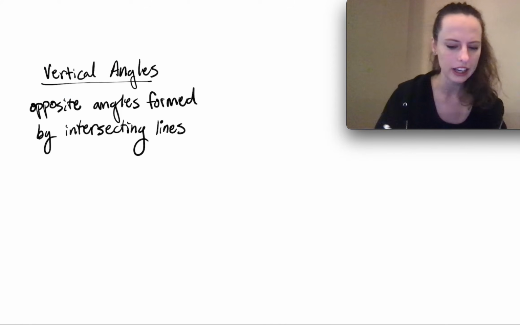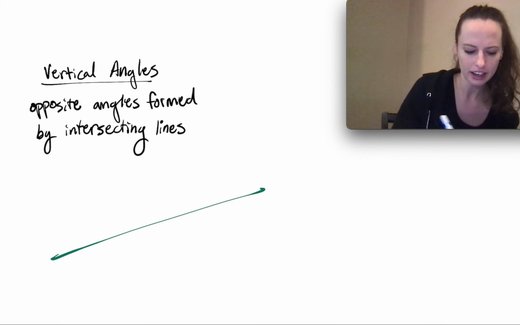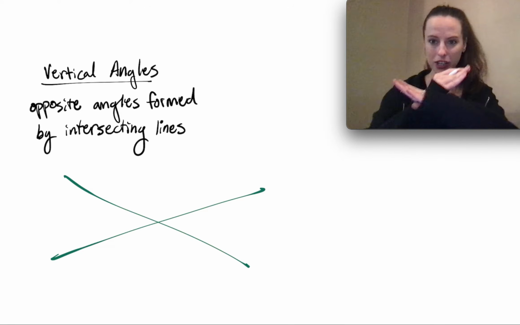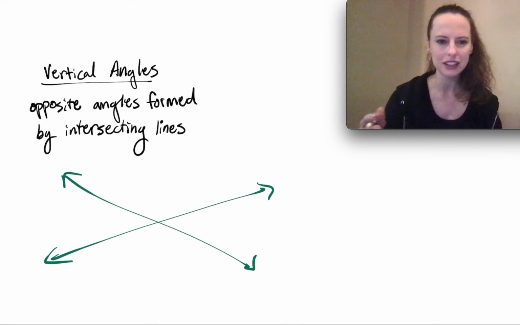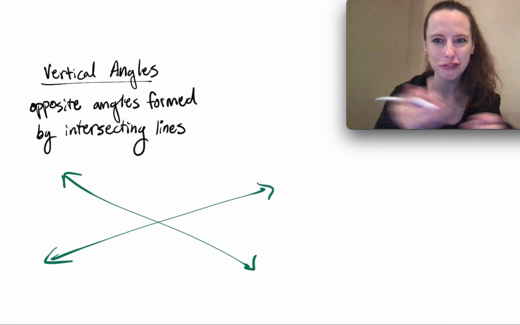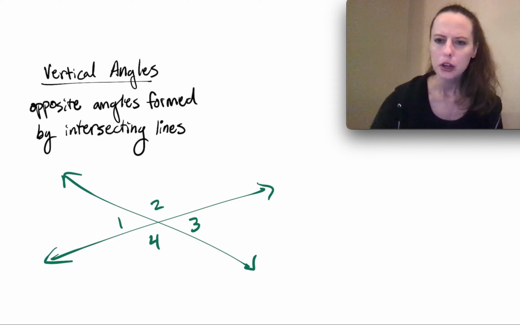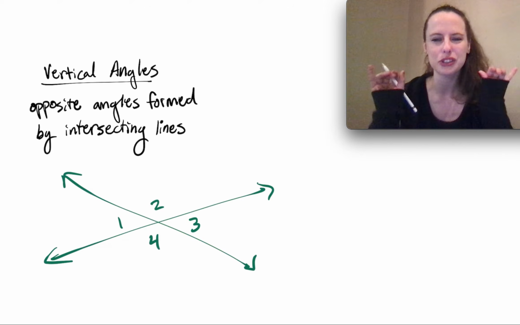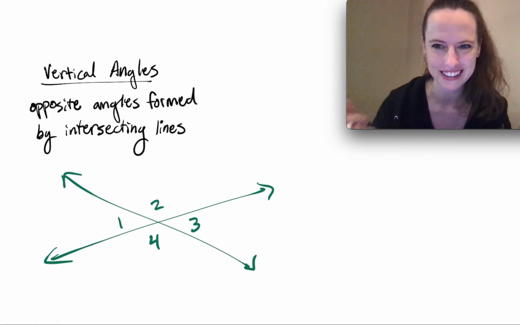Okay, vertical angles are formed by intersecting lines. So if I have two straight lines that cross, they make sort of this X shape. And within that X, we can see that there are 4 different angles: 1, 2, 3, and 4.